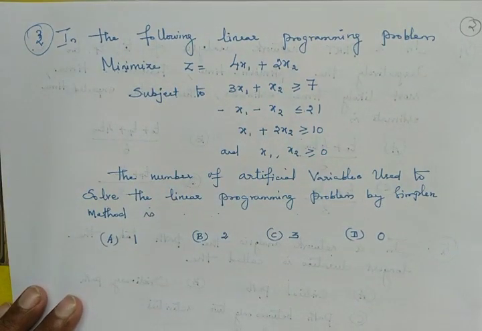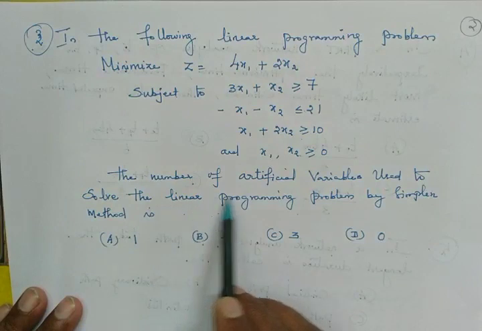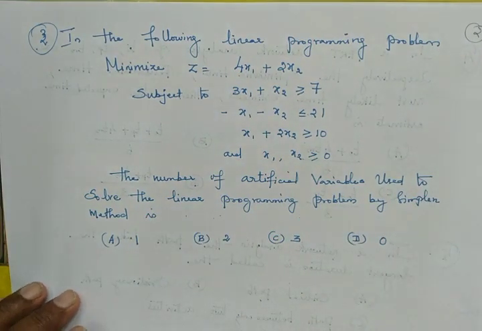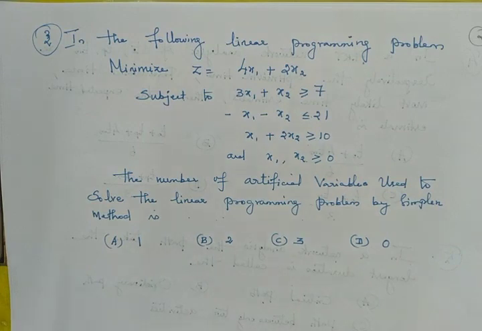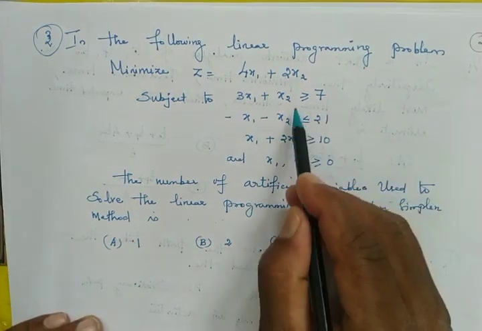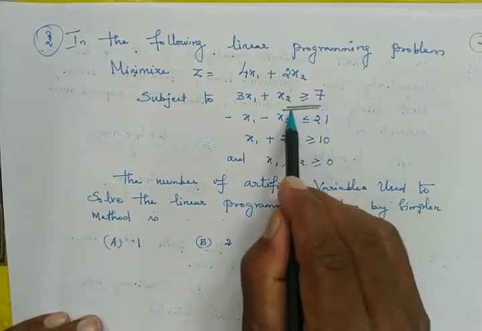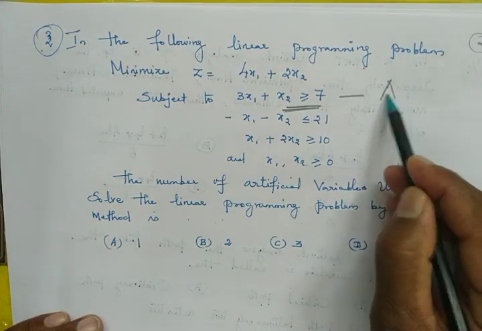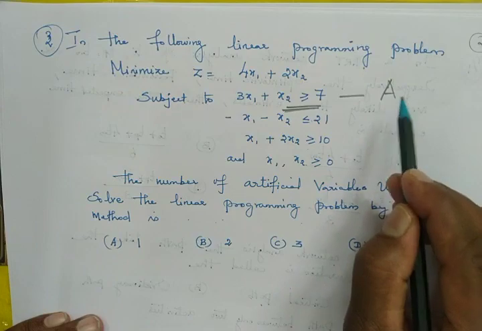Similarly, the following problem is given: minimum of Z. What is the number of artificial variables used to solve the following linear programming problem? As I told you in the last problem, if the constraint is of greater than or equal to type, only then do you introduce an artificial variable. If greater than or equal to type comes, you introduce a surplus along with one artificial. Artificial never comes alone. Do remember that.